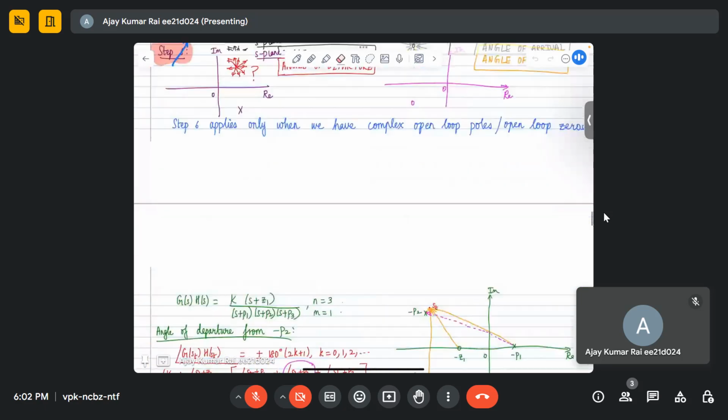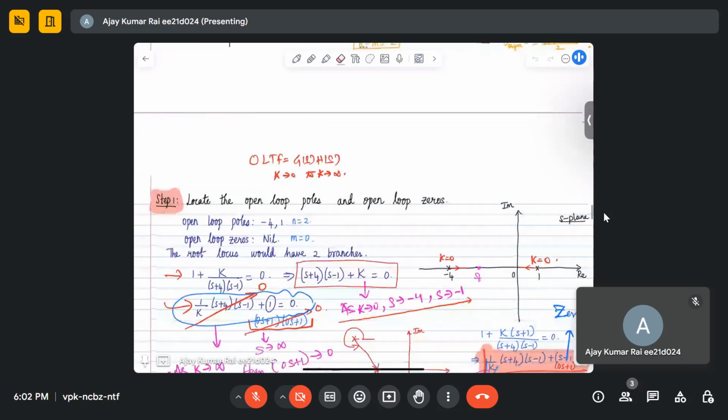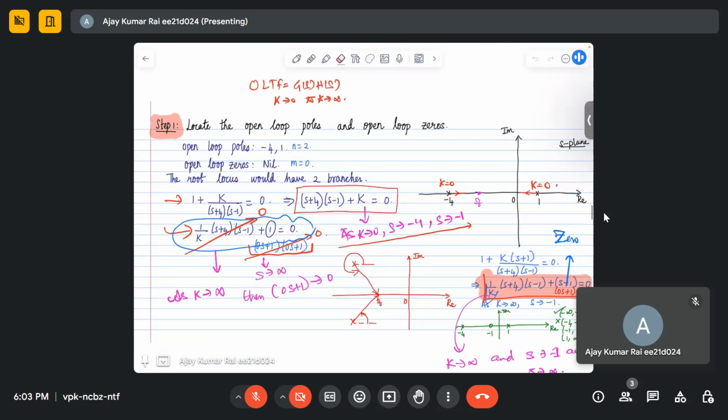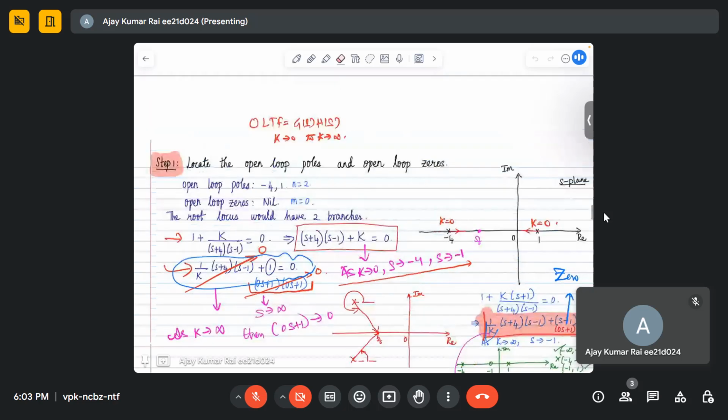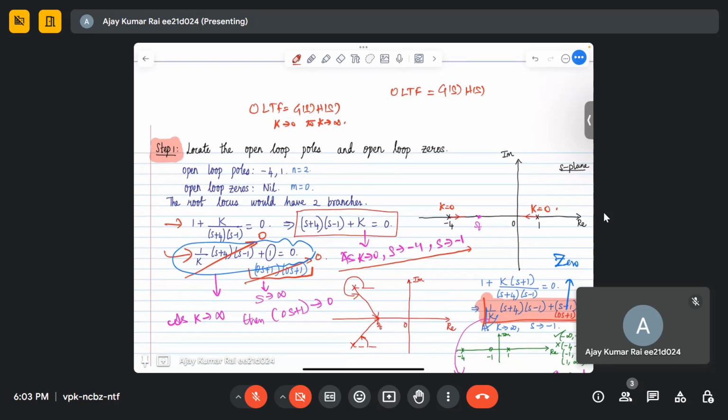Okay, so I'll just discuss the steps for the root locus again, because in this tutorial also we are going to cover questions on root locus. Step 1: you will be given the open loop transfer function, G(s) and H(s). In today's tutorial we'll see what will happen if H(s) is +1 and -1. +1 denotes negative feedback and -1 is positive feedback, right?